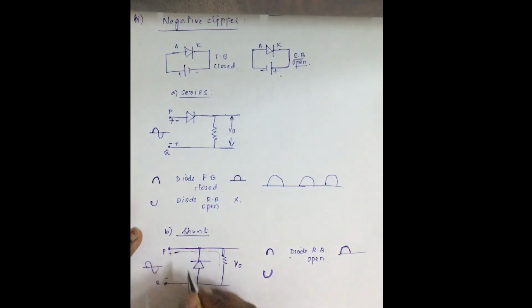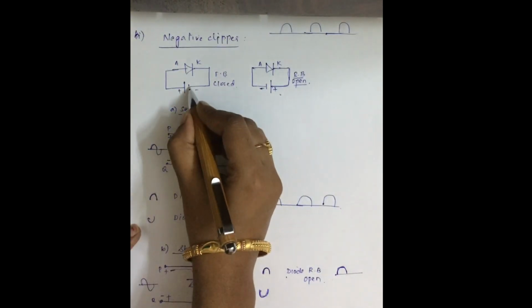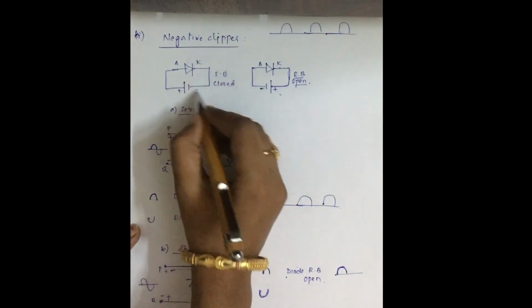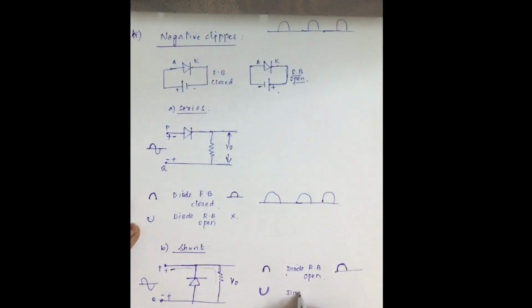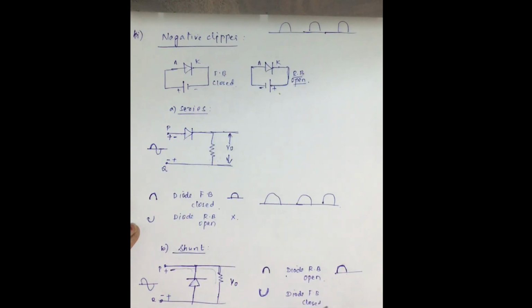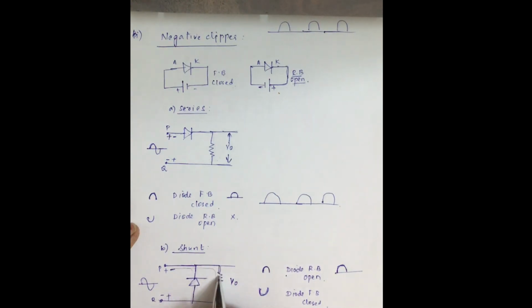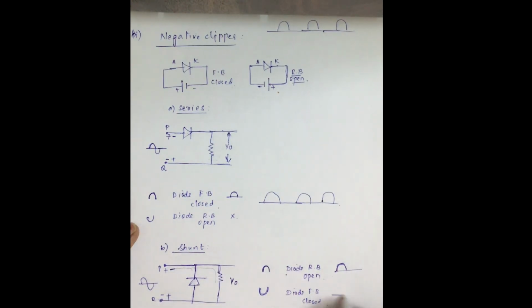Now what happens when you apply the negative half cycle? This becomes negative, this becomes positive. Negative is applied to the cathode. So the diode is in forward bias condition and it is acting as a closed switch. When this acts as a closed switch, the entire current will flow through this diode and no current will flow across the resistor, and hence no negative part will be received.